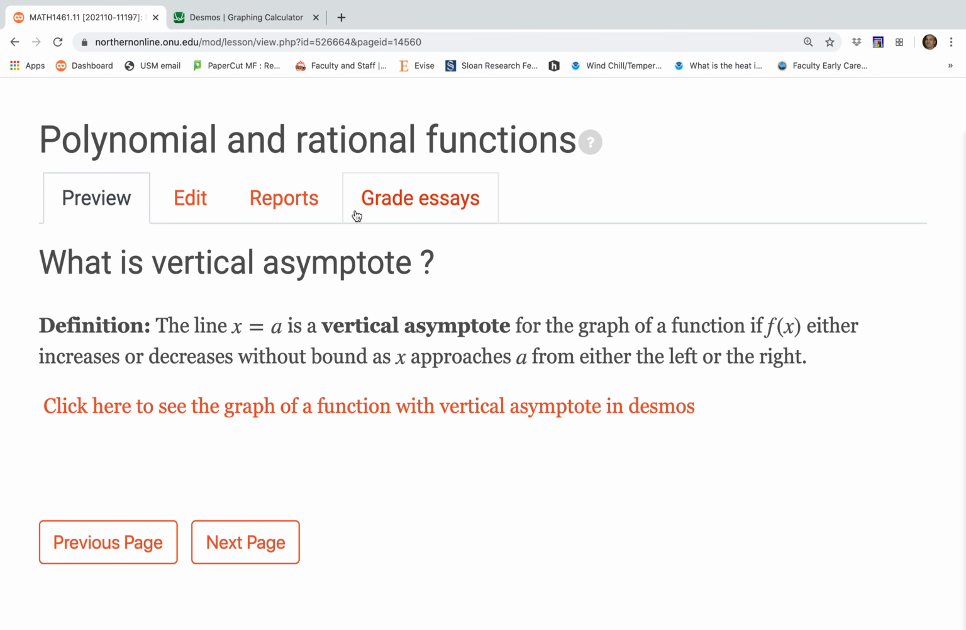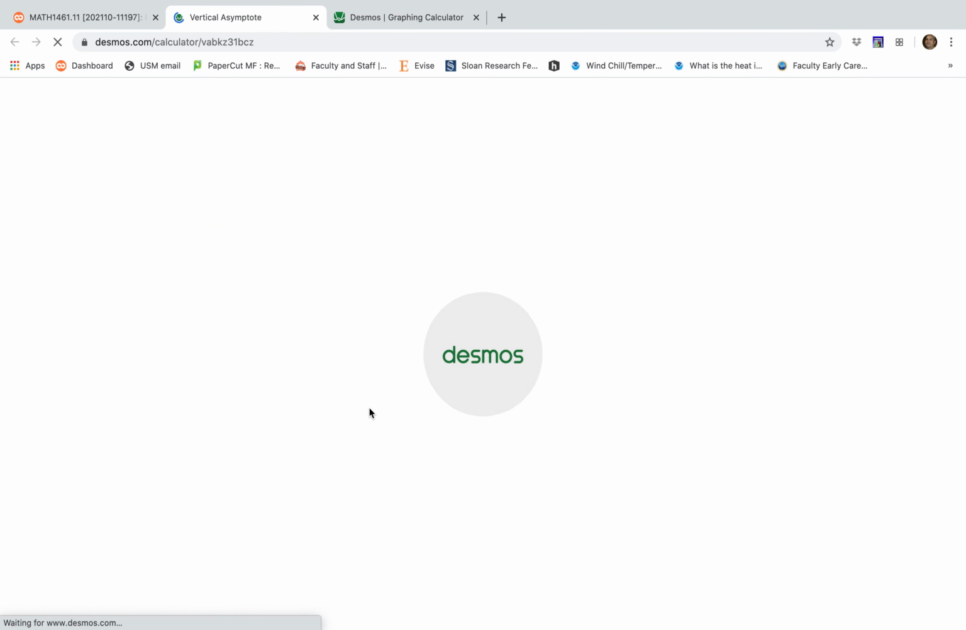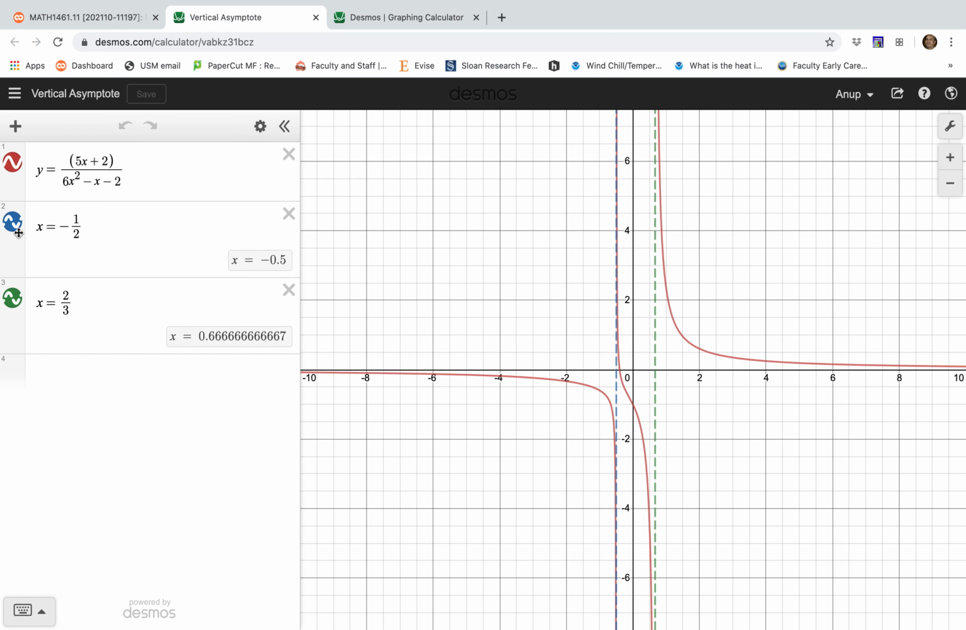If you want to see some more examples, let me see if I have some over here. All right, so this is the curve of the rational function y equal to (5x plus 2) divided by (6x square minus x minus 2). We can see the similar phenomenon over here at x equal to -2, right? And then also at x equal to 2/3. Generally, to represent the vertical asymptote, we use the dash line, so this is the perfect image for that.